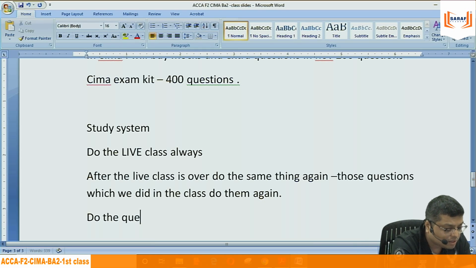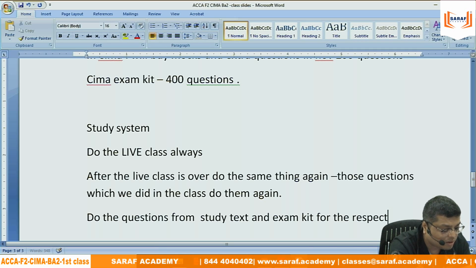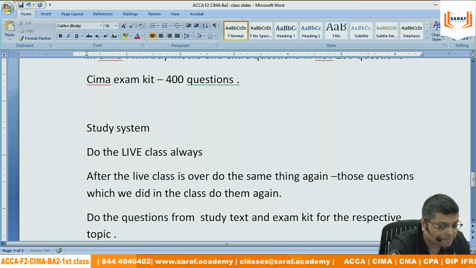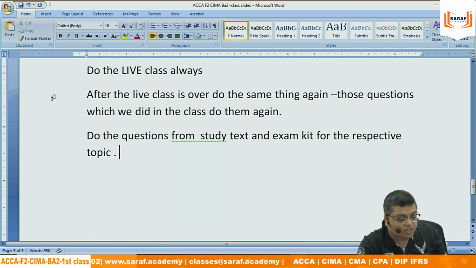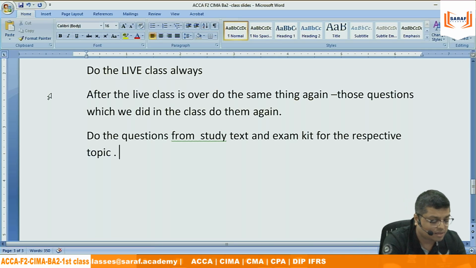Do the questions from the study text and exam kit for the respective topic. For the topic which we have covered, the questions which we have not done in the class, do those.